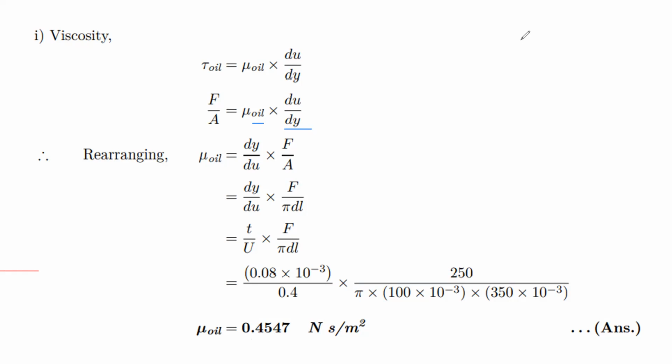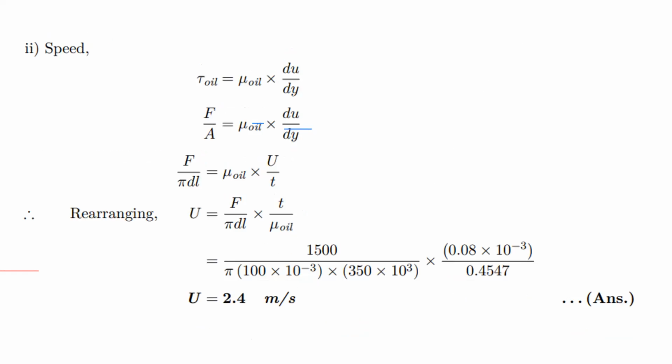So this is the answer I'll get. Okay. Now, in the second case, as I told you, I have to change the force. Force value I have to change to 1500 Newton. After changing the force value, I have to calculate the U, that is speed. But the dynamic viscosity I have found as 0.4547 Newton second per meter square in the previous section. That as it is, I will use.